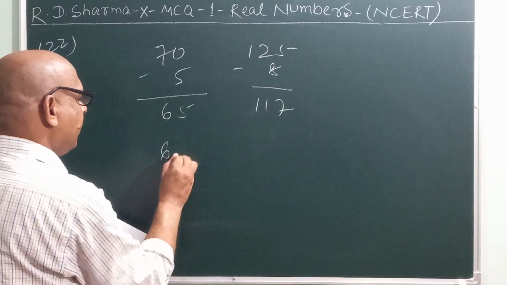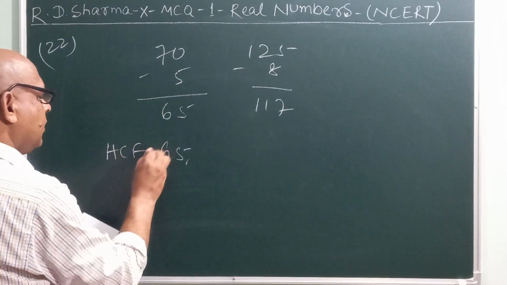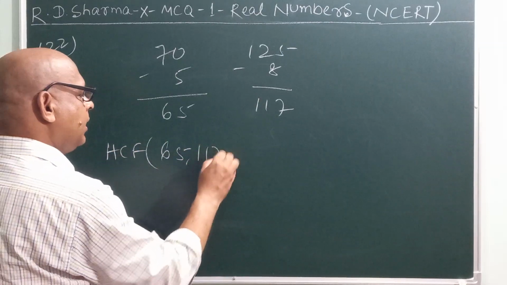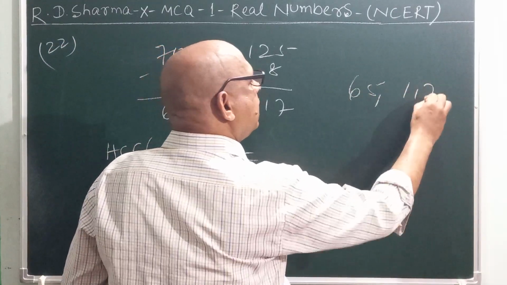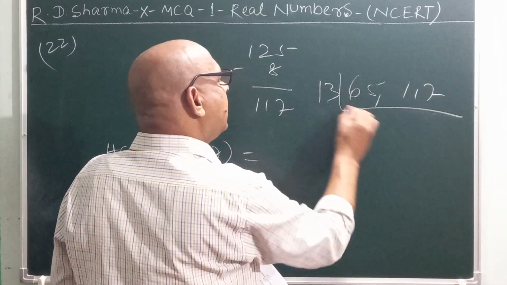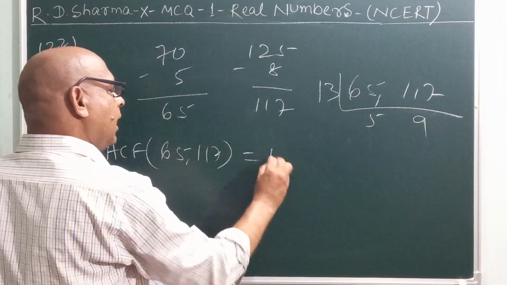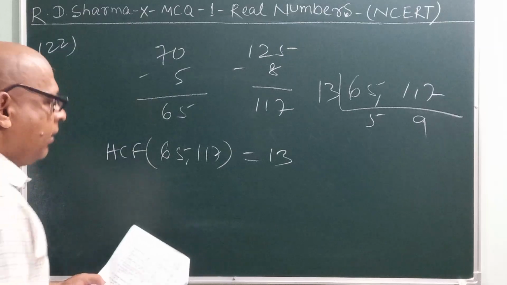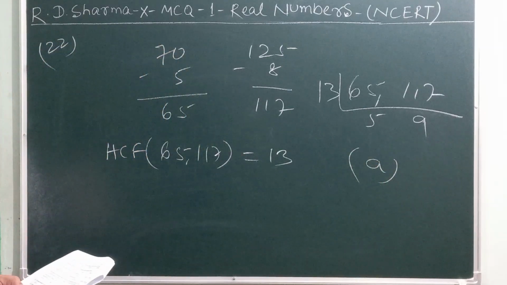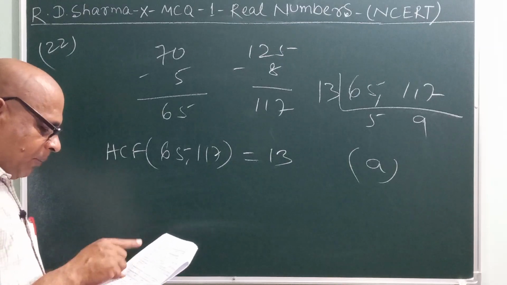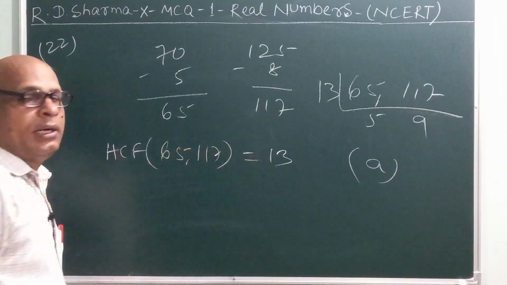Take 65 and 117. Largest number, so HCF of 65 and 117. 65 is 13 into 5, so the answer is 13. HCF is 13. Option A is the right answer. The largest number which divides 70 and 125, leaving remainder 5 and 8 respectively, is 13.